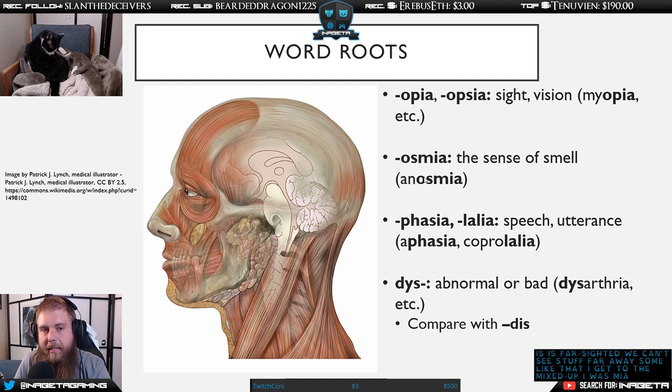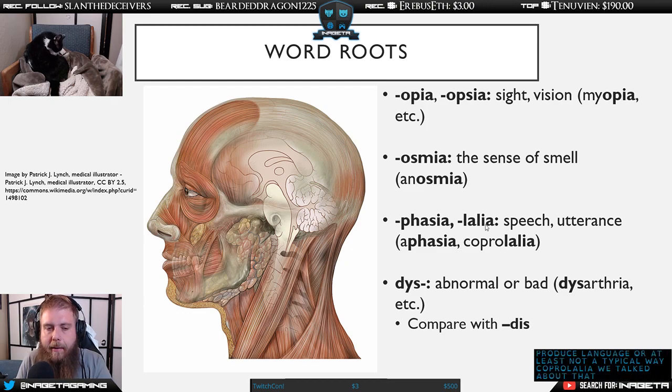Osmia, we talked about that earlier when we talked about the word root an. So osmia is the sense of smell. So anosmia is the absence of the sense of smell. Phasia or lalia refers to speech or utterances. So aphasia, a being the absence of and phasia being speech. Aphasia means absence of speech, right? Usually it's the absence of language. They just can't produce language, or at least not in a typical way.